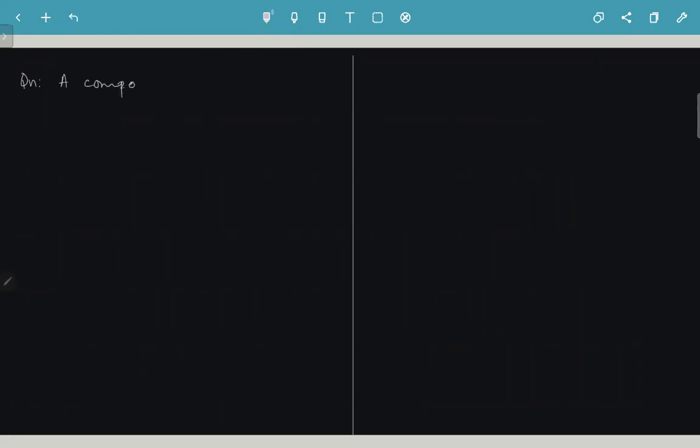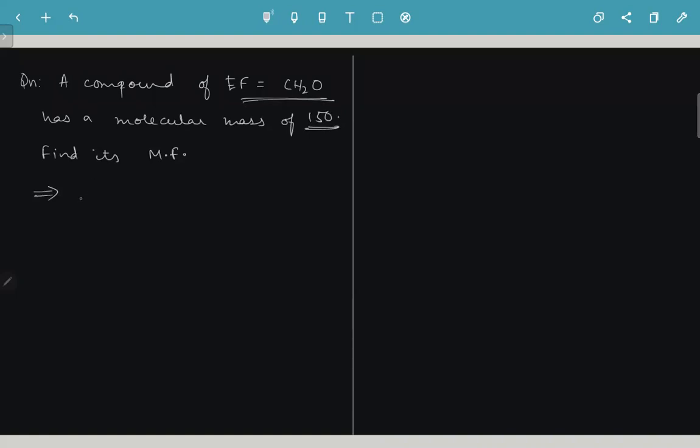A compound of empirical formula CH2O has a molecular mass of 150. Find its molecular formula. Okay, molecular mass is given as 150. Empirical formula is given as CH2O.